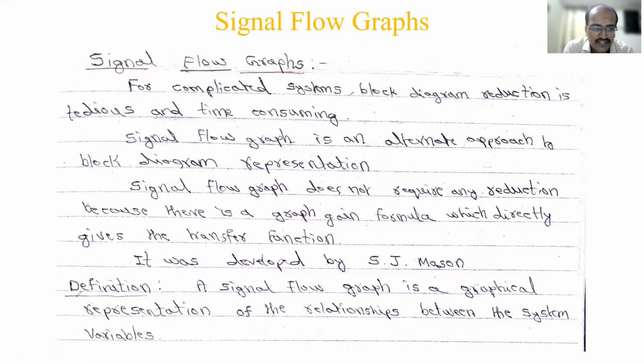Now, how do we define a signal flow graph? A signal flow graph is a graphical representation of the relationship between the system variables. What are the system variables? System gain, system input, system output. If they are related by a graphical representation, we call that a signal flow graph in the case of control systems. So this is the simple definition.